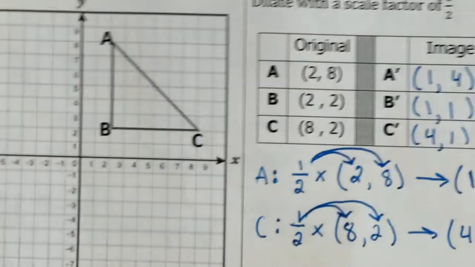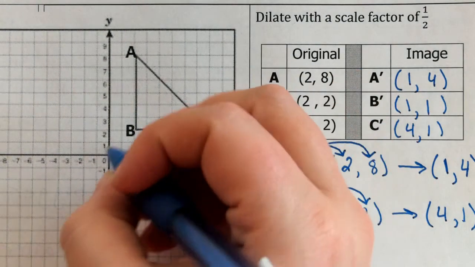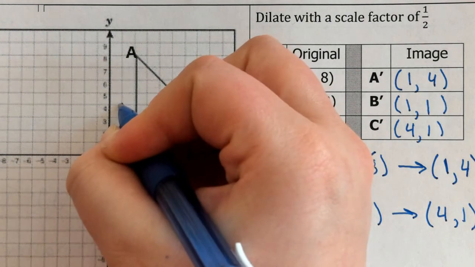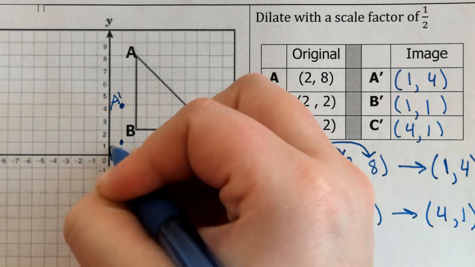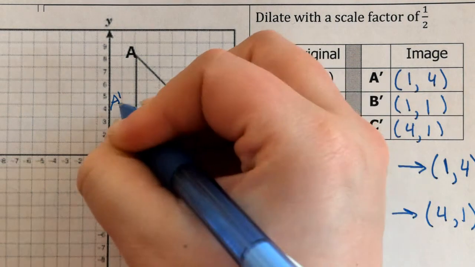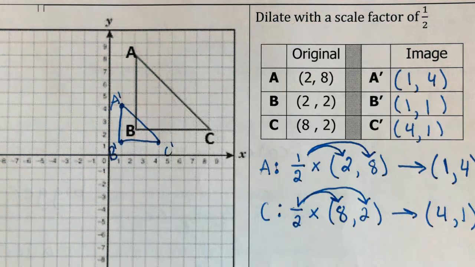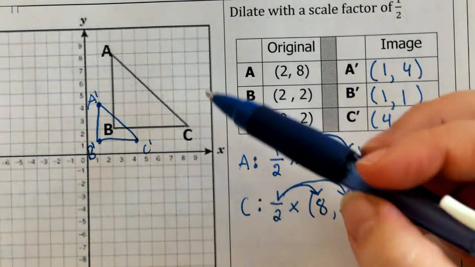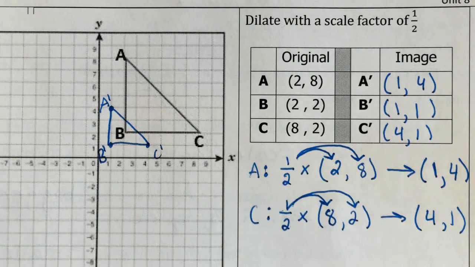So now that we have our image points, let's plot these and see what our picture looks like before we're done. So 1, 4, it's going to be our A prime. B is going to be 1, 1. And C is going to be 4, 1. And so when we connect those back together, again, it's the same shape. Okay, here we started with a triangle, here we have a triangle.